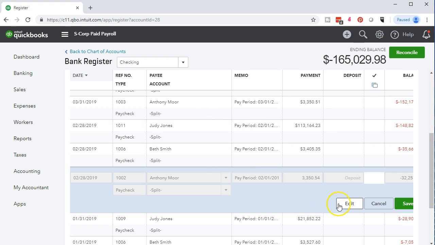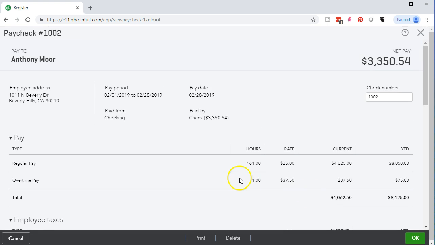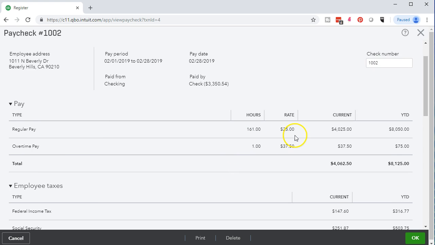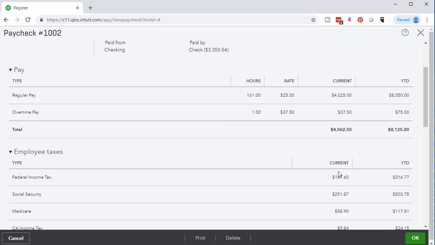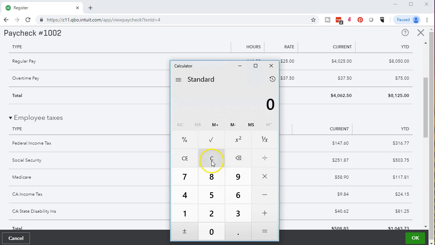So we'll go up top and we will edit this item. This will take us out of the register and basically jump us over to the payroll area where we have the payroll data input screen. We have the hours times the rate, which will in essence give us the gross pay of $4,062.50. Then we have the employee taxes, what was taken out for the employees. We have the federal income tax, Social Security, and Medicare. So Medicare is what we are concentrating on here.